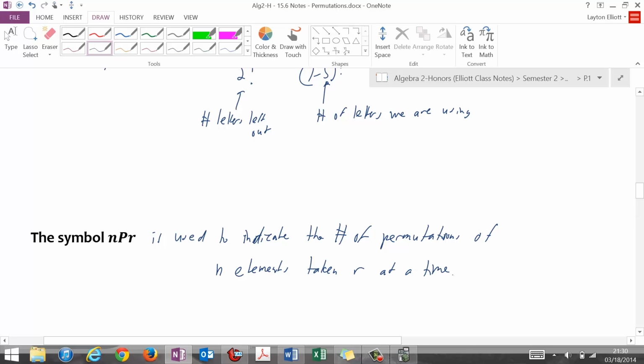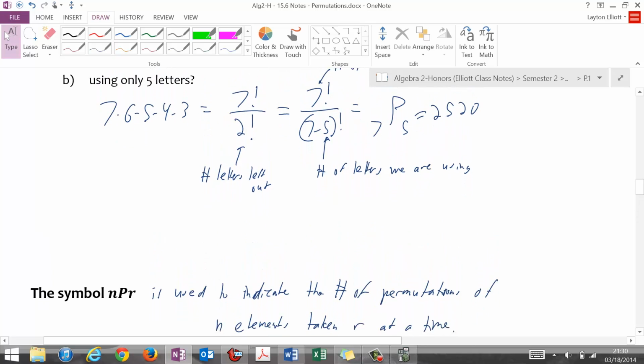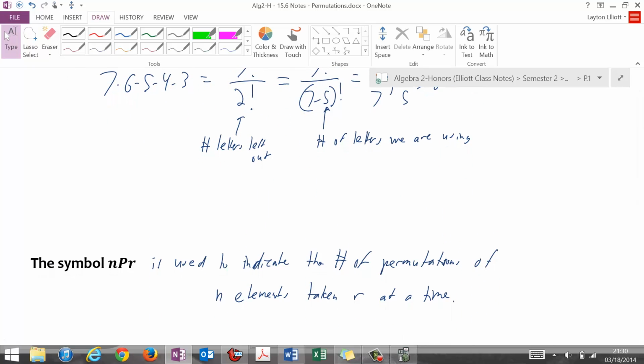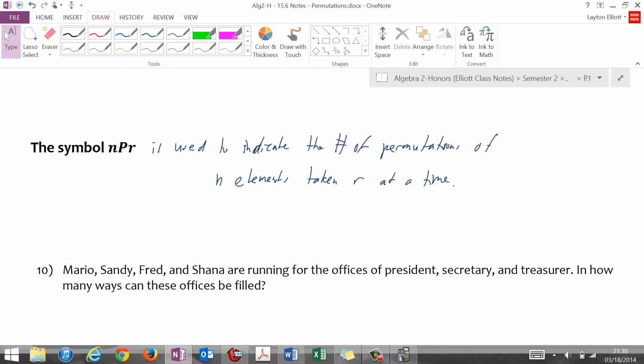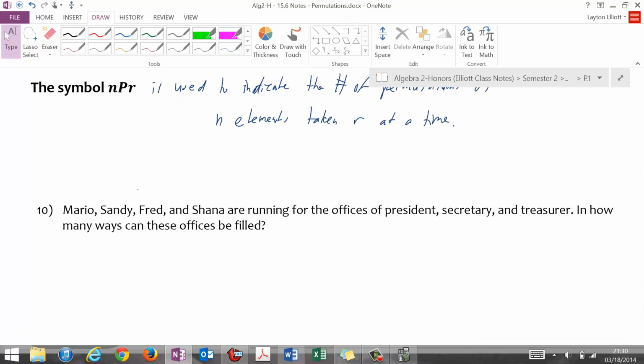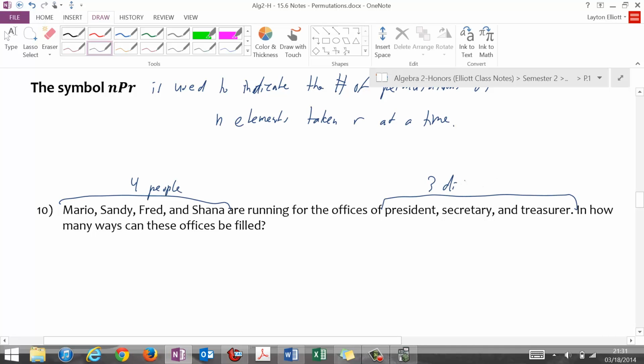If you're having trouble with these variable definitions, just replace n and r with actual numbers. Like, for instance, 7 pick 5 is used to indicate the number of permutations of 7 elements taken 5 at a time. This looks like a complicated word problem, but when I see Mario, Sandy, Fred, and Shanna are running for the offices of President, Secretary, and Treasurer, what I see are really 4 people, and I see 1, 2, 3 positions. And I'm going to say 3 different positions. That's kind of important for what's going to follow. These are 3 different positions.